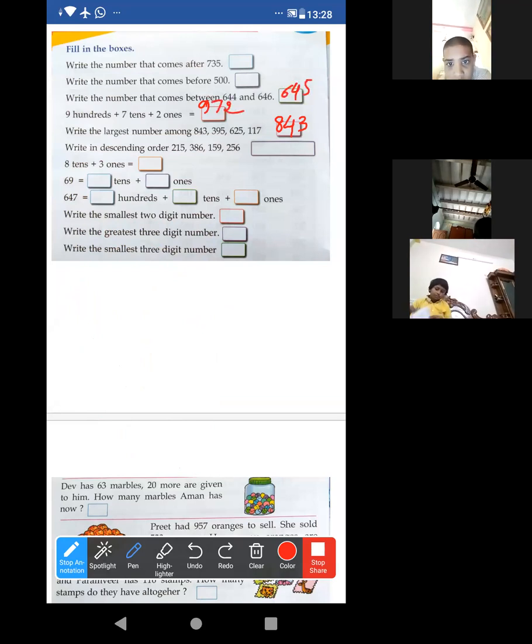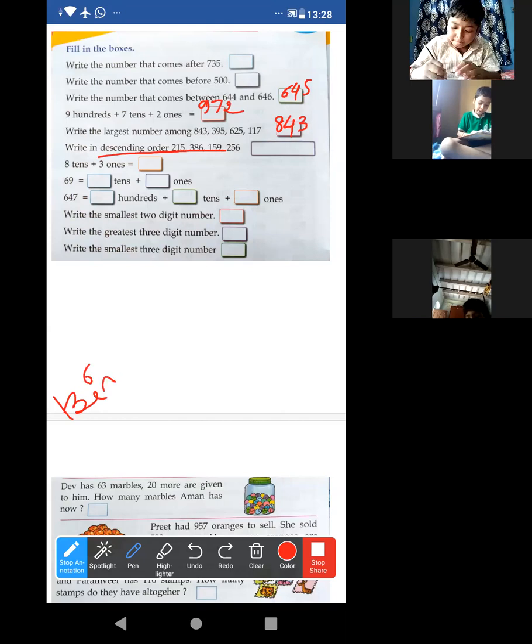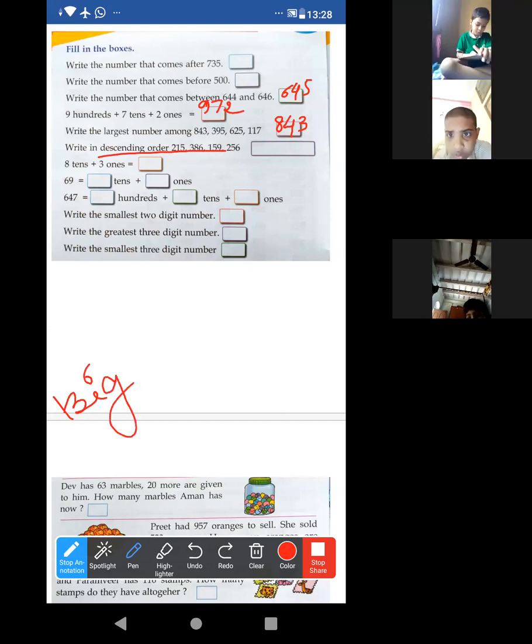Just do it first. Again, I am writing. Write in ascending. Achha. The next one is: write in descending order. Descending means big to small. Already I told you. This one is done. Right? Big to small. Right?